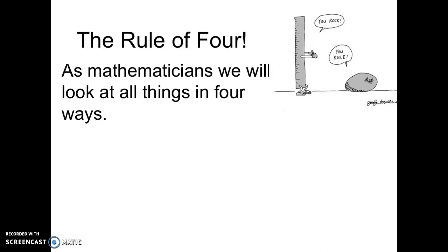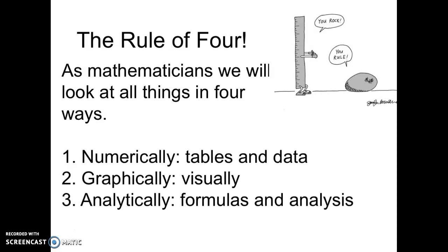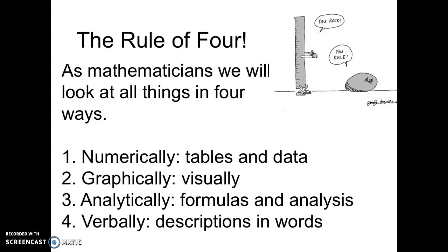As in all things in mathematics, especially at the college level, we're going to look at things using the rule of 4. This is called the Harvard method of mathematics, and we're going to look at things in 4 ways. We're going to look at things numerically, graphically, analytically or symbolically, and verbally. This is a standard way of teaching mathematics. We want to look at things in these 4 ways.